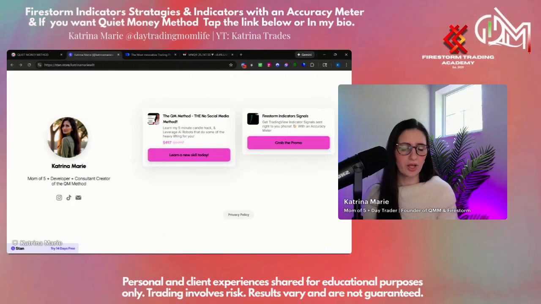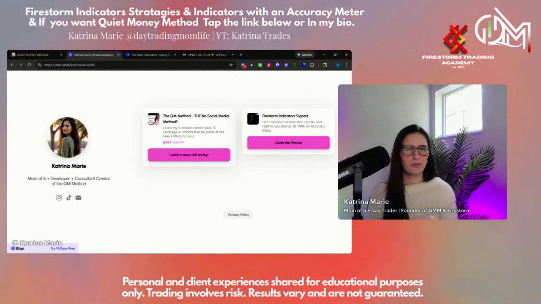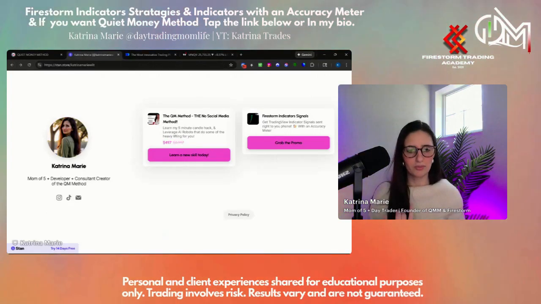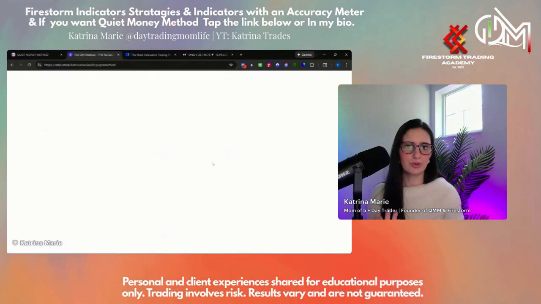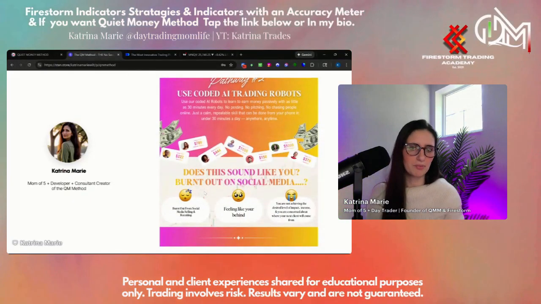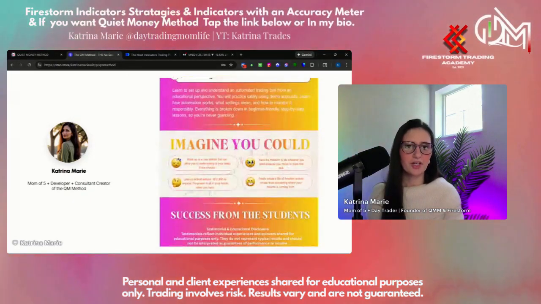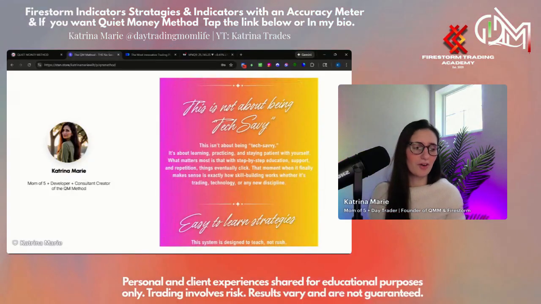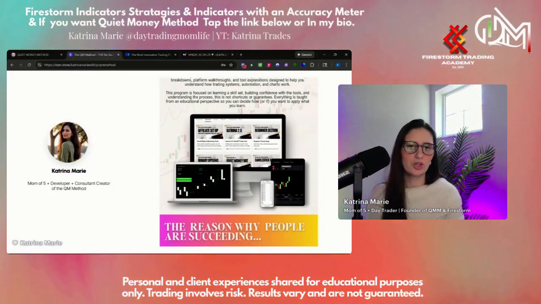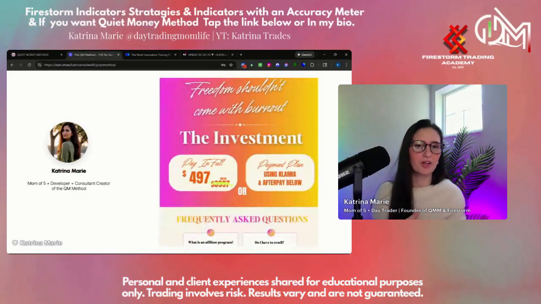But with the quiet money method, if you're a beginner, it would be very beginner friendly for you to come into the quiet money method, learn automated trading tools, learn about an indicator, because you're going to be getting an indicator in here as well. And you're also going to learn how to trade as a complete beginner from my perspective. So you're going to get your own AI assistant. If you're a beginner coming into this, jumping into the Firestorm indicators will be a little more complicated for you versus jumping into the quiet money method first.